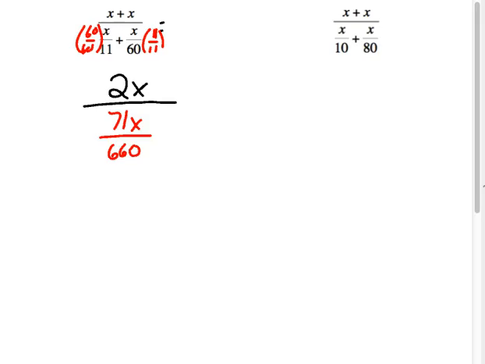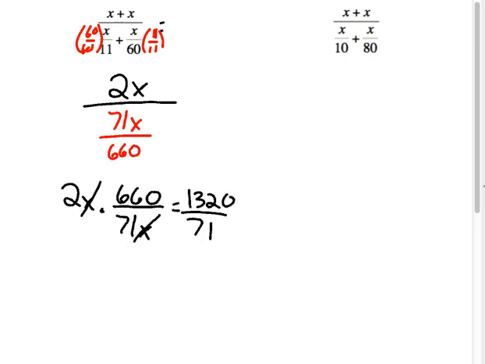All right, so now multiplying, oh, not 21, I apologize, multiplying by the reciprocal, so the x's cancel, so we get 2 times 660, so we get 1,320 over 71, which is going to be about a combined MPG of 18.6 miles per gallon.